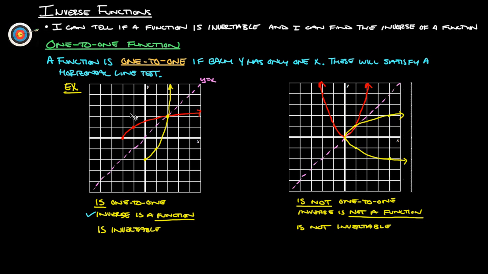Okay, so what we really are saying is that on the original function, if it has any 2 points on the same horizontal line, then when you flip that over the y equals x line, you're going to get 2 different points on the same vertical line. It won't pass the vertical line test. So this here is not a one-to-one, and the inverse is not a function, so it's not invertible.